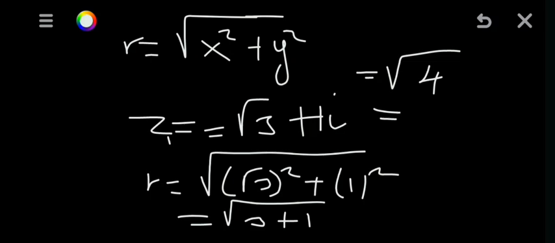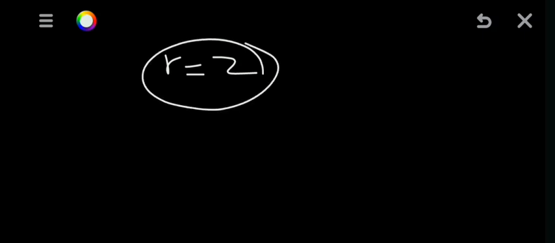And what is the square root of 4? It's going to be 2. Of course, we know that the square root can be both negative and positive, but for complex numbers, take it as positive always. So we know that our r here is 2. Now it's very important for you to know the theta.